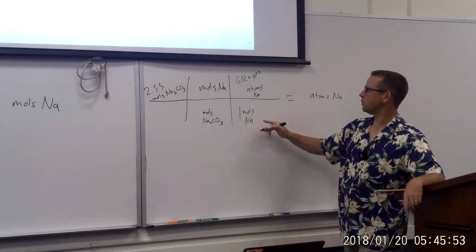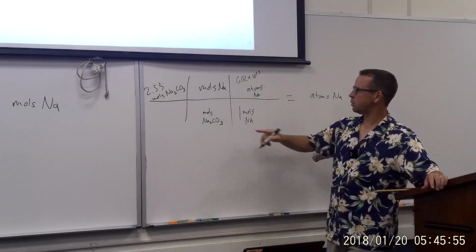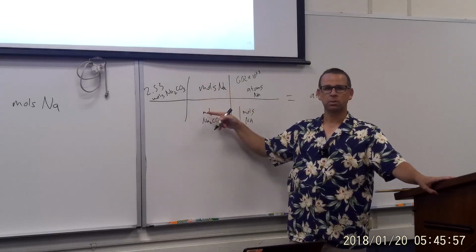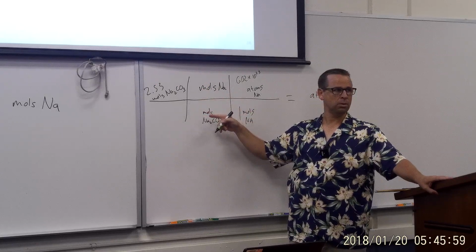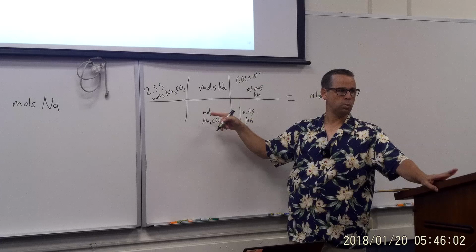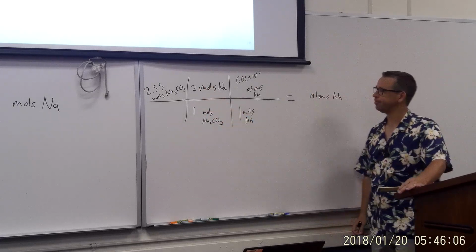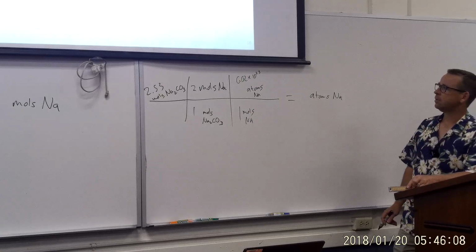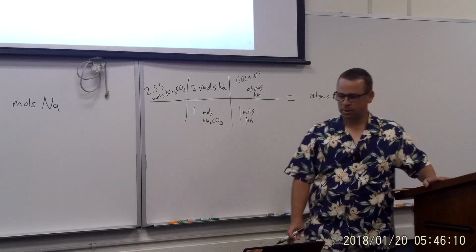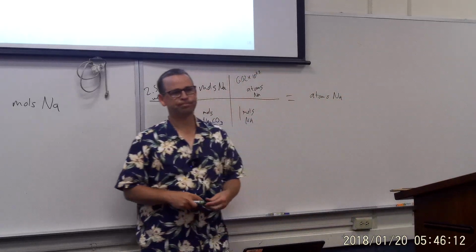Okay, so 1 mole of sodium, 6.02 times 10 to the 23rd. What's our relationship here? Yeah, 2 moles of sodium for every 1 mole of sodium carbonate. Excellent. Anybody get an answer in your calculator?